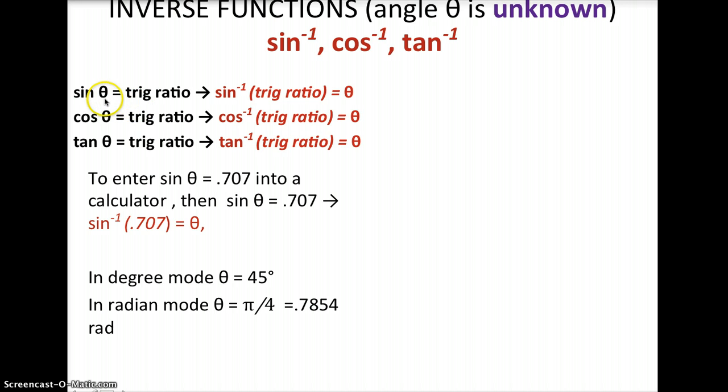So look up here, we're missing the angle. If I didn't know this was square root of 2 over 2, I would go to my calculator and use the inverse sine of 0.707, the trig ratio, and that would give me the angle. If I was in degrees, it would be 45 degrees. If I was in radians, some calculators will say pi over 4, most will say 0.7854.